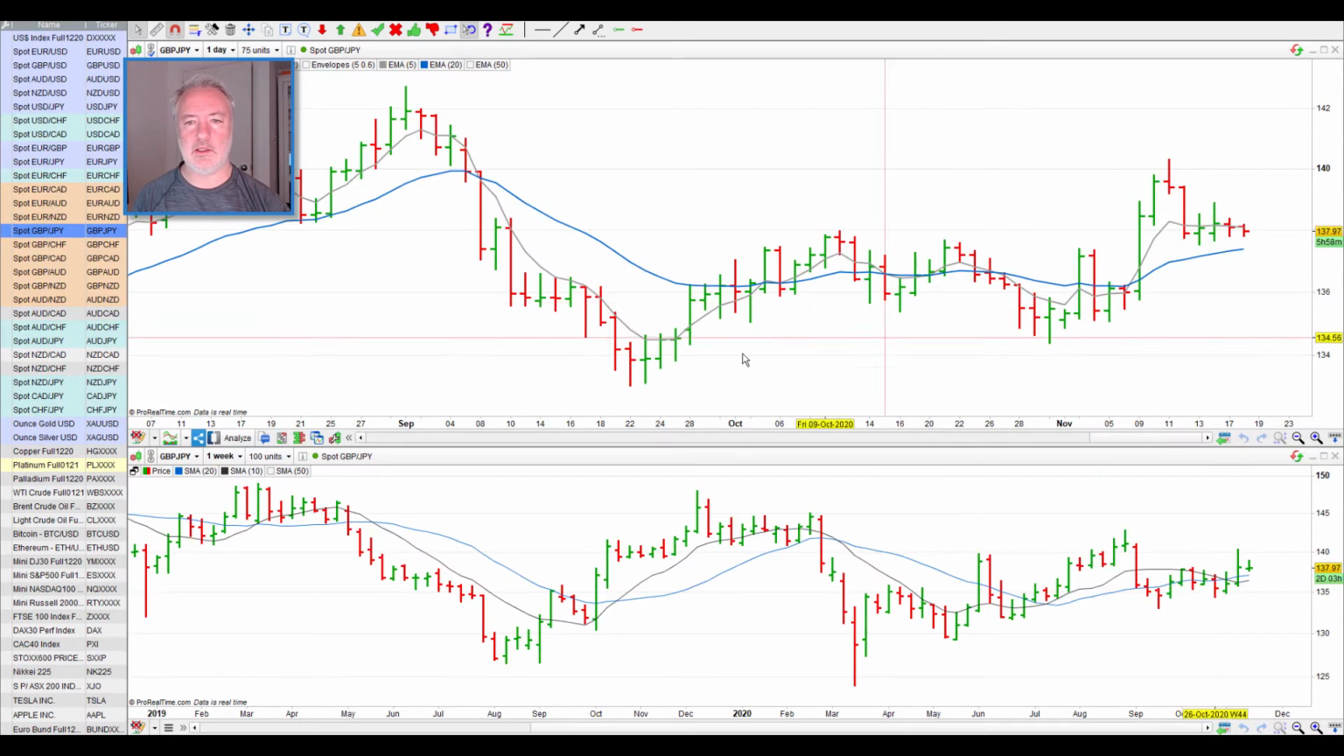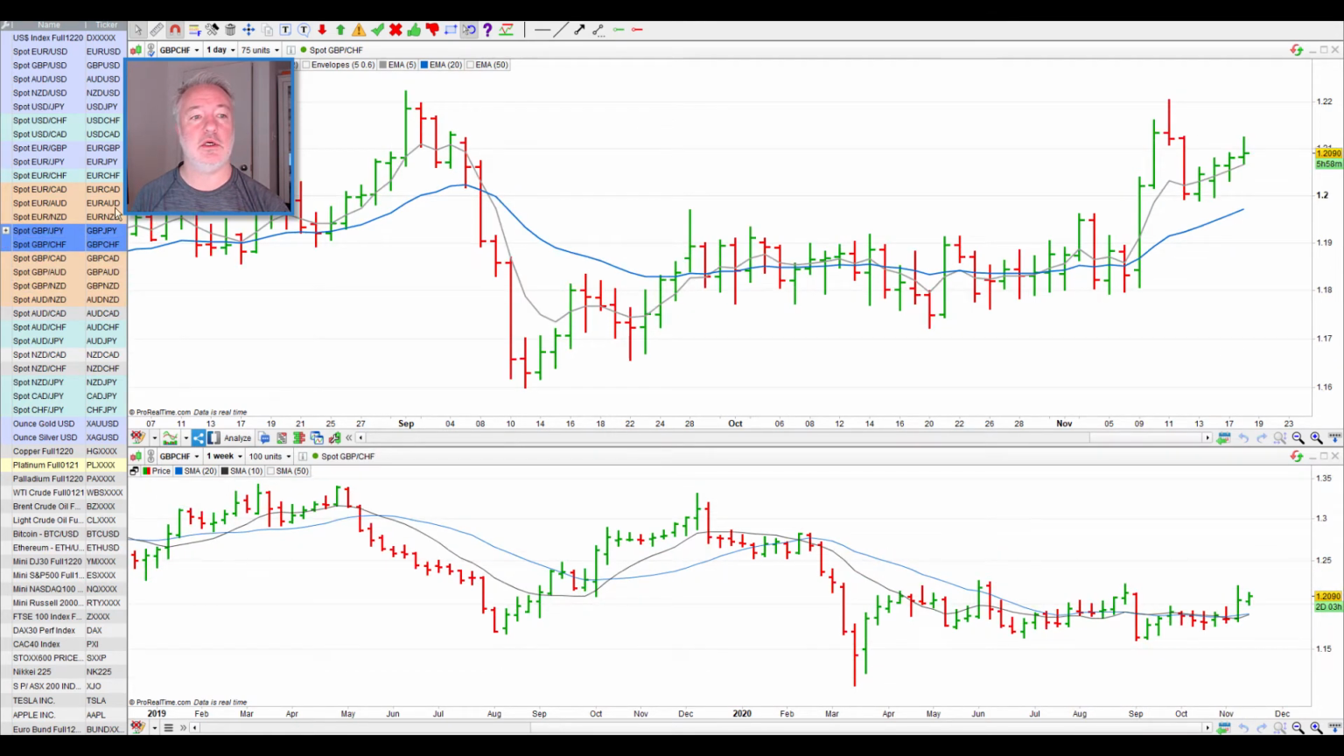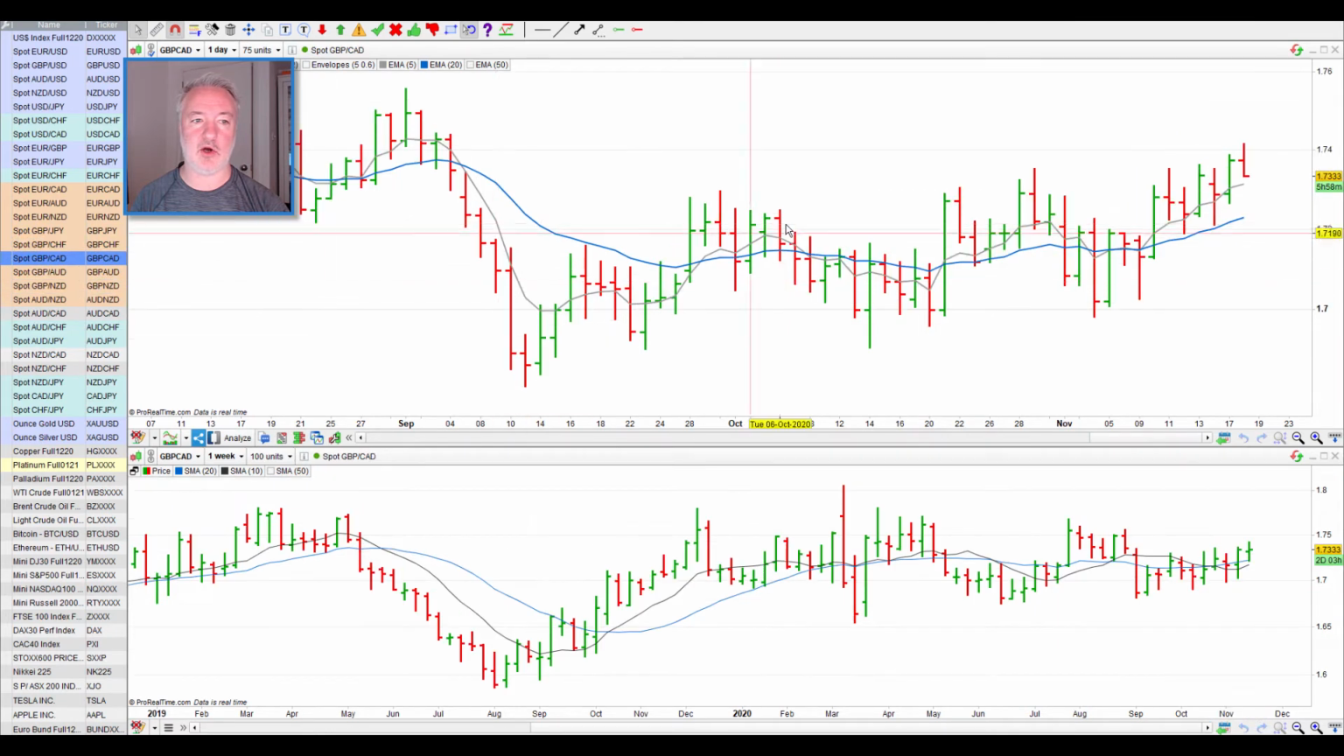Pound Yen. Above and below the moving averages. It is sitting above this cluster of highs, but it's not looking good. And it's bobbing above and below the moving averages on the weekly. So it's basically saying there's no clear direction now. Pound Swissy, you can see, is pushing to the upside. It's not super strong. It's definitely got some resistance there at 1.22, but it's above the moving averages on the lower chart and on the upper chart, meaning that it's flowing to the upside on both the weekly and daily.